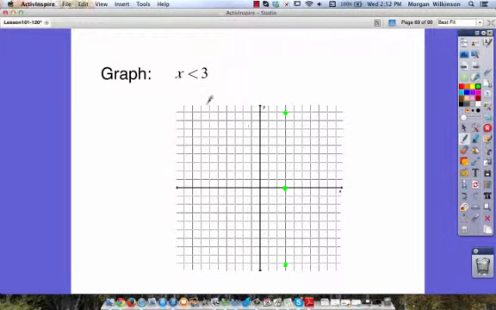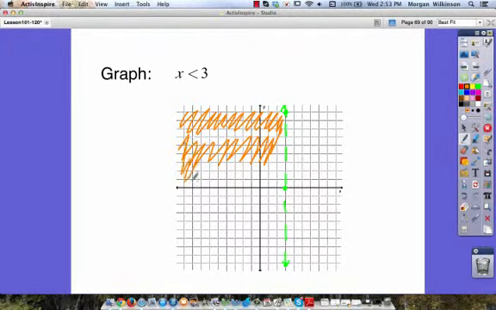Now in this one, x is less than 3. So we've got another dashed line because it's not equal to 3. So our dashed line goes down. We'll draw arrowheads on that so we know that this continues. We want all x values that are less than 3. Well, all x values that are less than 3 must be going to the left. So we can go ahead and shade that in, everything that's to the left of this line.